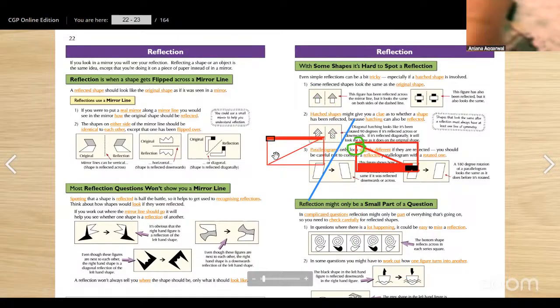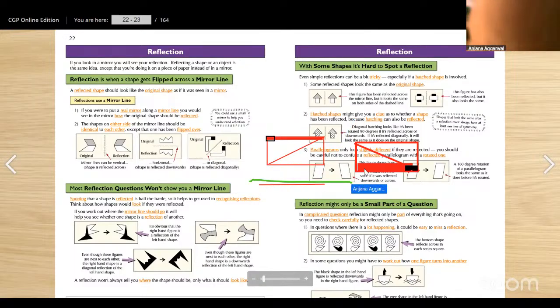But what about if I say this is not diagonal, but this is horizontal, then what would happen? The black shape would go this side. If this is horizontal, then the black shape would go this side, right?